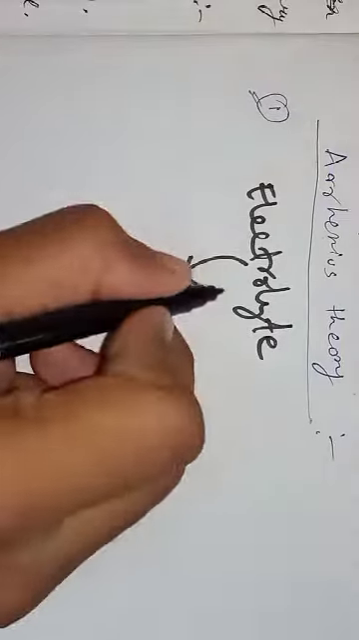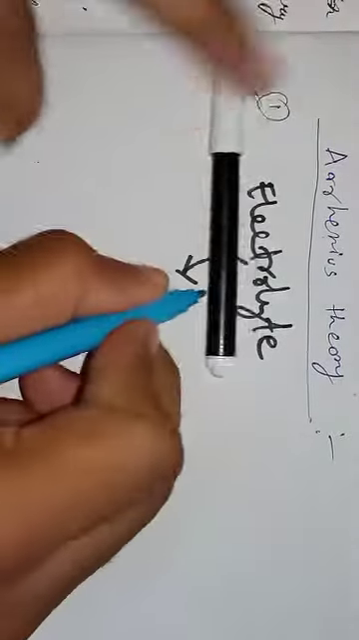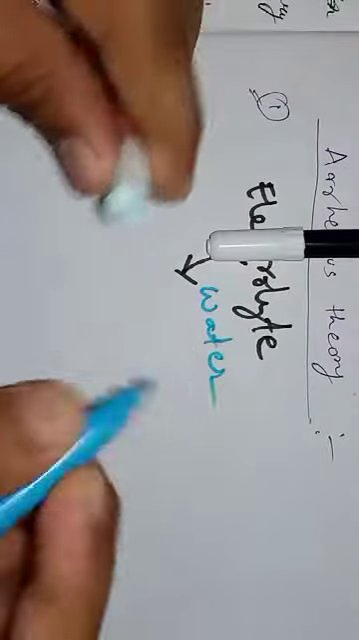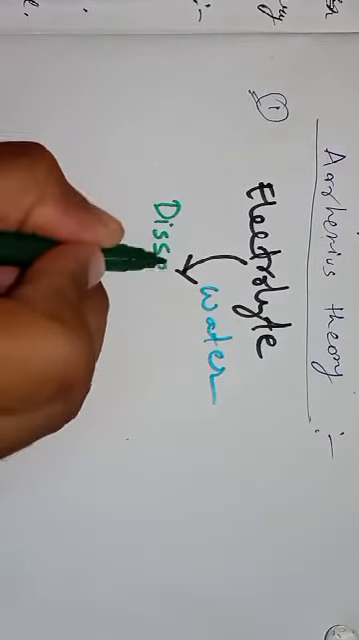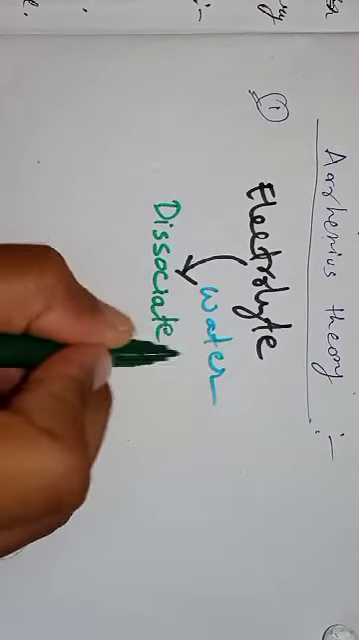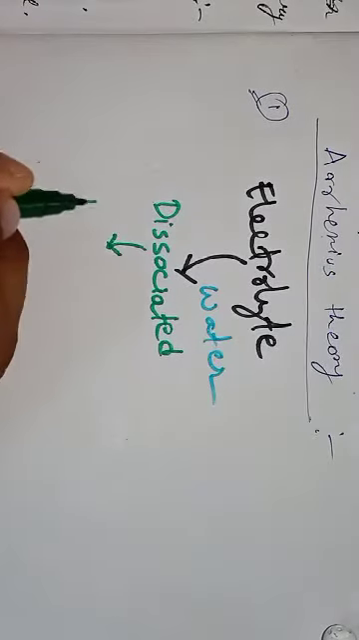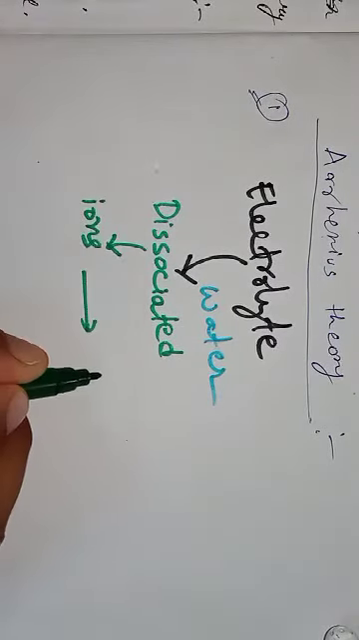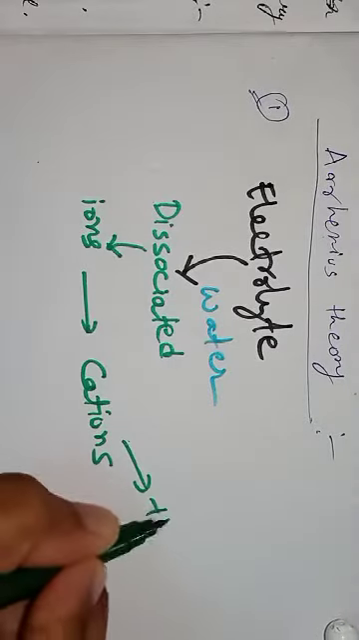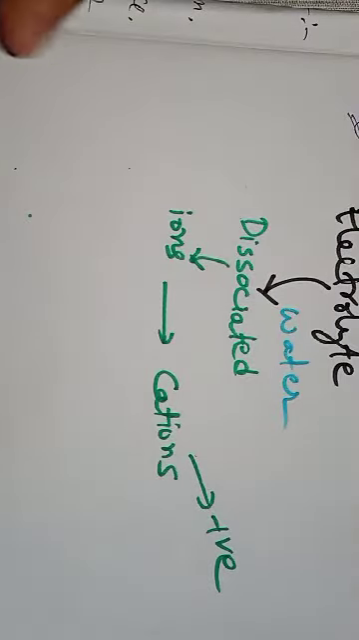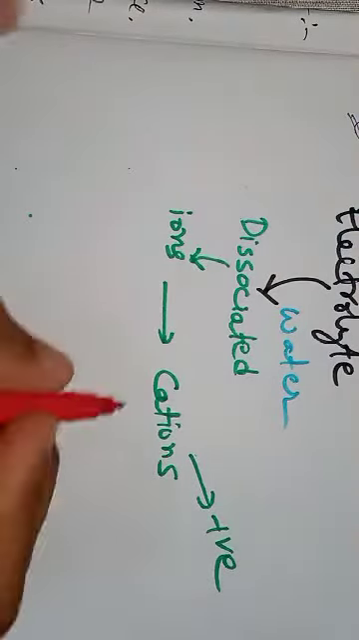So when you mix the electrolyte into water, then only it will get dissociated into the ions, according to Arrhenius. And what are the ions? The positively charged cations and the negatively charged anions.